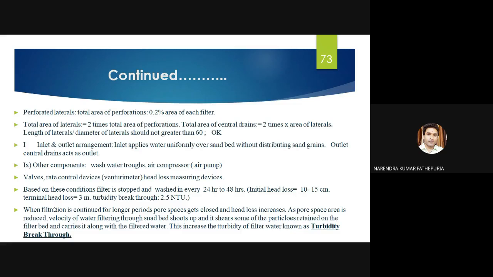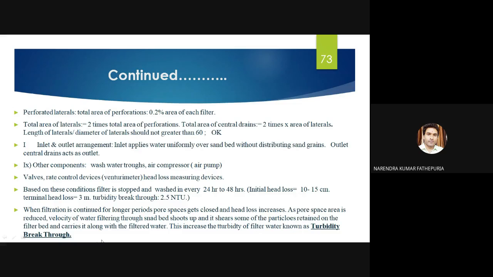bed. When filtration is continued for a longer period, the pore space gets closed and head loss increases. As the pore space area is reduced, the velocity of water filtering through the sand bed shoots up and it shears off some particles retained on the filter bed, carrying them along with the filtered water. This is the turbidity breakthrough of the filter.